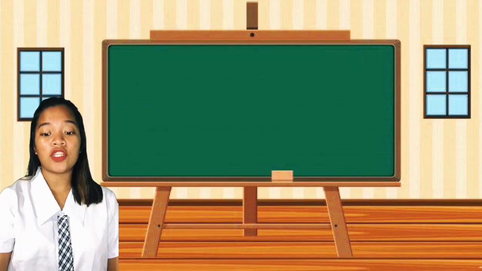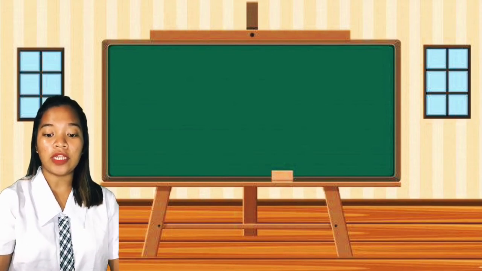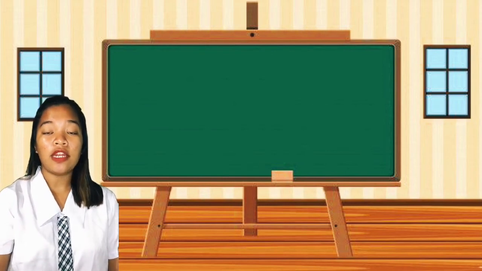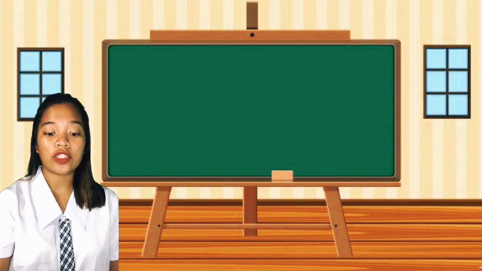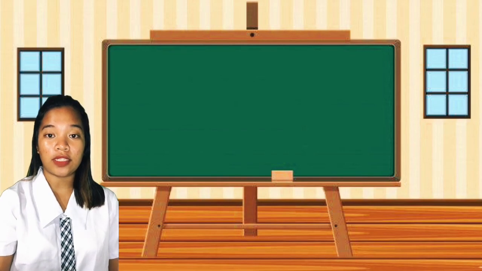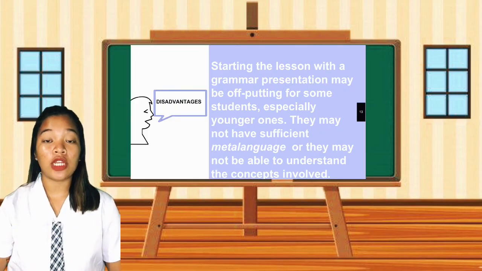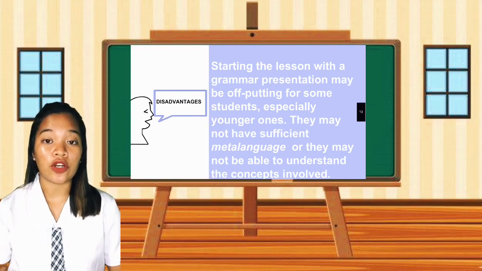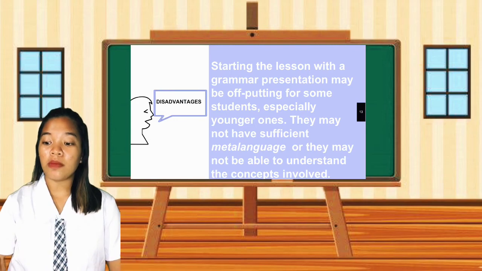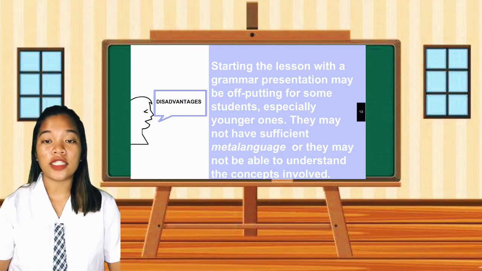Before looking at some examples of deductive lessons, it might pay to summarize the arguments against and in favor of such an approach. To start with, here are some possible disadvantages. First, starting the lesson with a grammar presentation may be off-putting for some students, especially younger ones. They may not have sufficient meta-language, or they may not be able to understand the concepts involved.